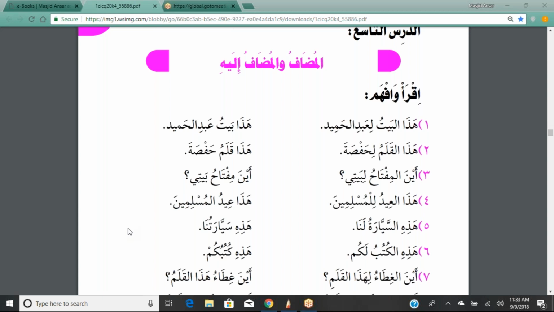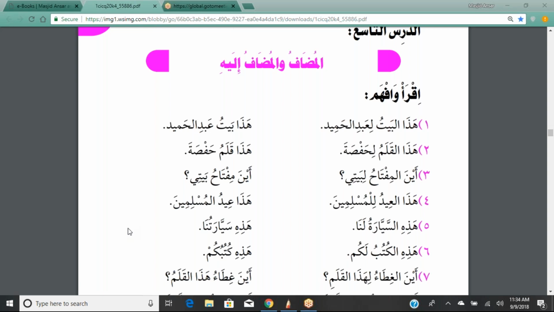Yes. Hadha al-eid lil-muslimin. This is the celebration for the Muslims. Okay, let's look at the next one: hadha eid al-muslimin. This is the Eid of the Muslims. What did we drop? There was an alif lam on Eid in the first sentence, and it's lil-muslimin, for the Muslims' possession. But mudaf ilayh, this connection of two words, is to convey possession. That's the purpose of it.